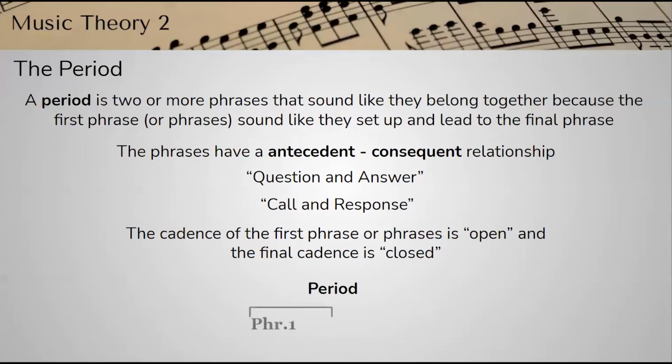And so if we wrote it out, we'd see that a period would be two phrases, one of which has an open sound, and the other a very definite closed sound. So: open phrase, closed phrase. That's the basic idea behind a period: two phrases that are linked in some way because the first phrase sets up the second phrase.